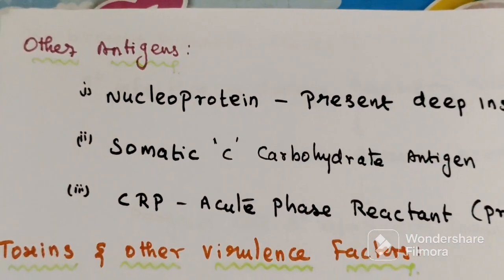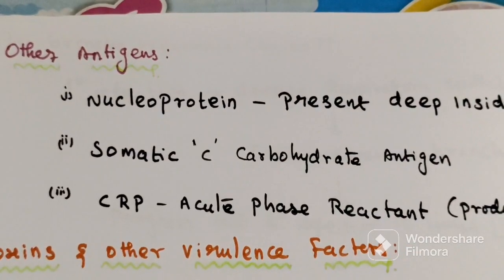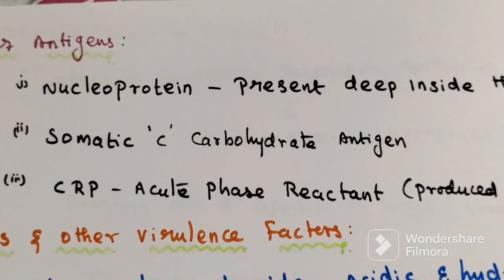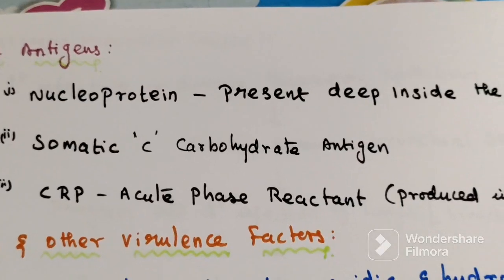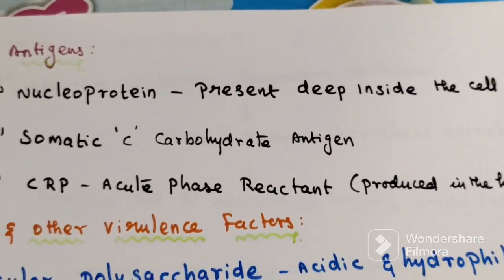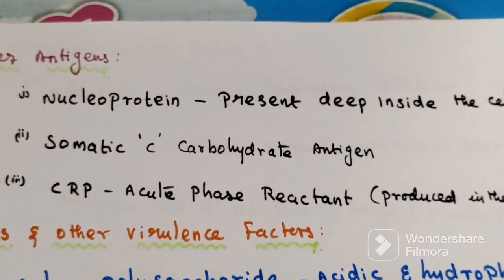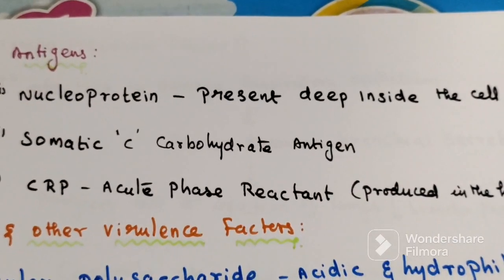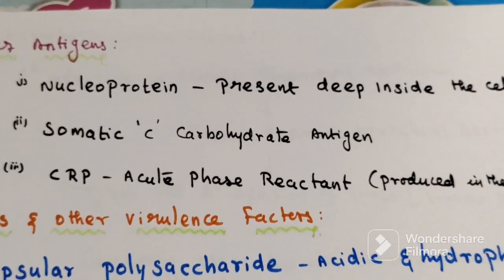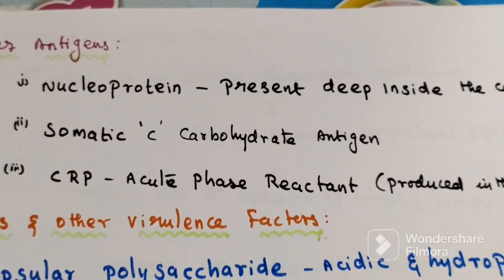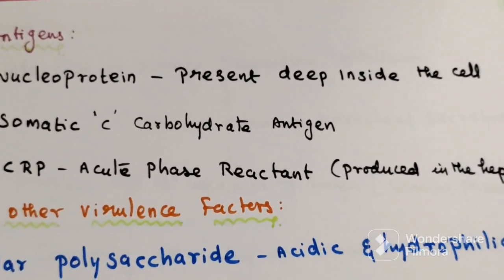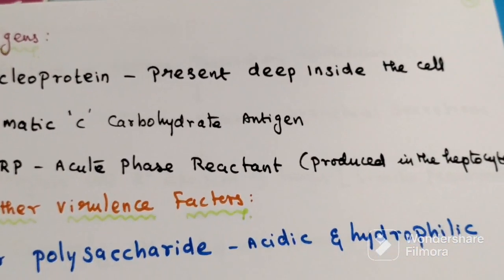Other antigens they include: first one is nucleoprotein, which is present deep inside the cell. Second one is somatic C carbohydrate antigen. Third one is C-reactive protein, which is an acute phase reactant produced in the hepatocytes.